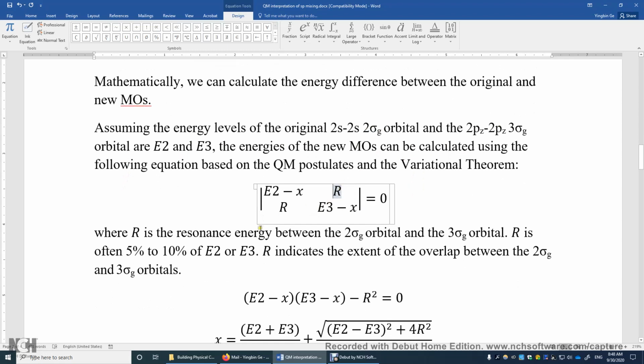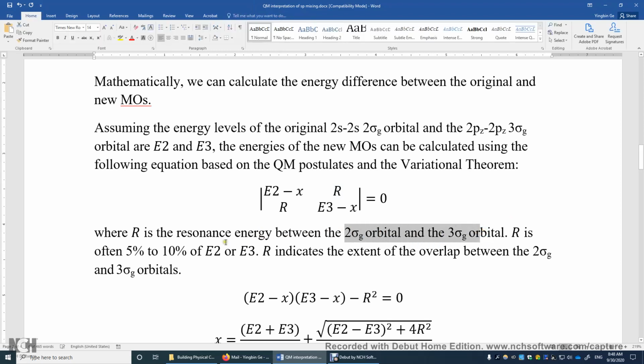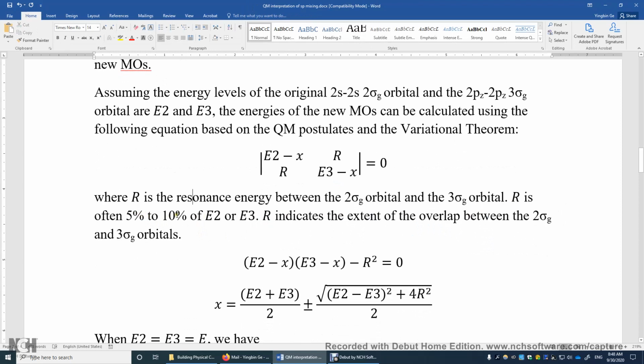Now, what is R? R is the resonance energy between these two interacting MOs. R is typically between 5% to 10% of E2 or E3. All right? So you may say, is it E2 or E3 or both? What if E2 and E3 are different? Okay, when E2 and E3 are quite different, there's not much interaction between the two MOs anyway. Don't worry about that. So usually when E2 and E3 are close to each other, we observe significant interaction between these two. We observe the energy shift of the new MOs. So in that case, it doesn't matter which one you use, and it's between 5% to 10%.